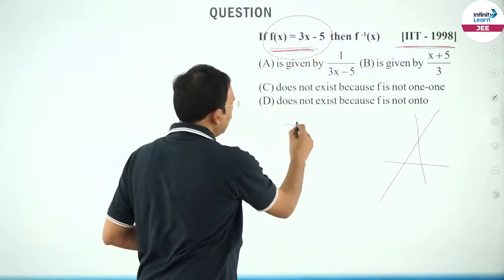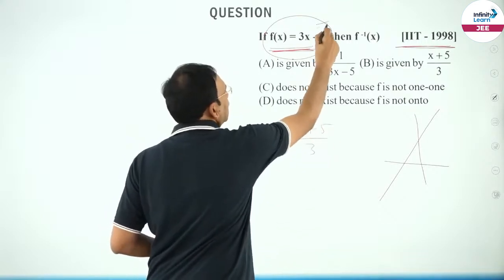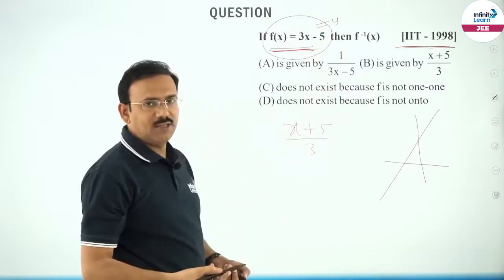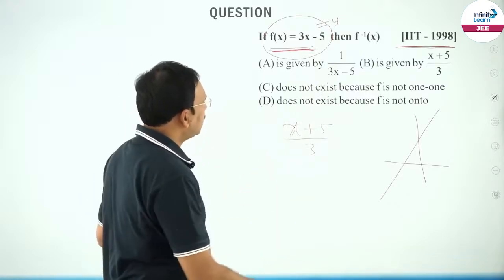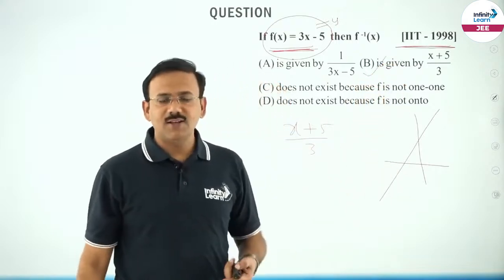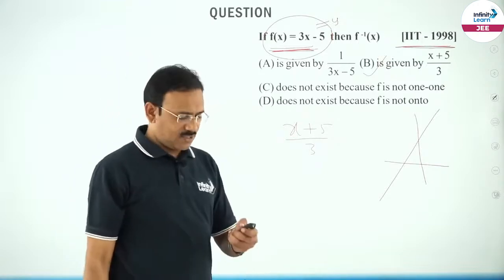I already told you, (x plus 5) by 3, because you just take it as y, then x is going to be (y plus 5) by 3. So (x plus 5) by 3 is going to be the inverse. Of course 98 is long ago, but it is given in an advanced exam, right, dear friends.